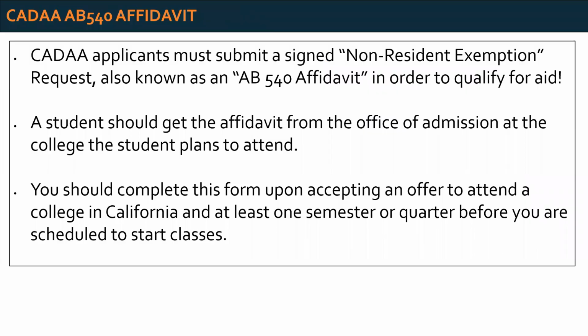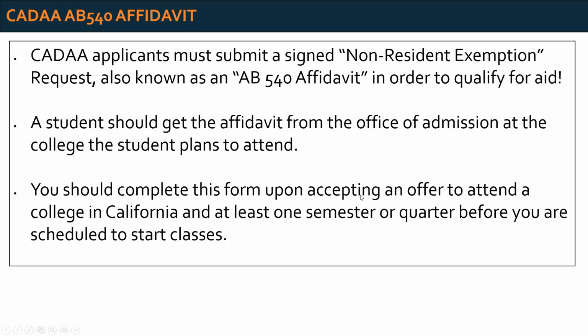All right, there is one more very important additional step for CADA applicants that they must complete before they can receive aid. So they must sign what is called a non-resident exemption request, also known as an AB 540 affidavit. So this form states that they meet all of the requirements to qualify for a non-resident exemption under AB 540. And if they're undocumented, that they are in the process of legalizing their immigration status or will do so as soon as they are eligible to.